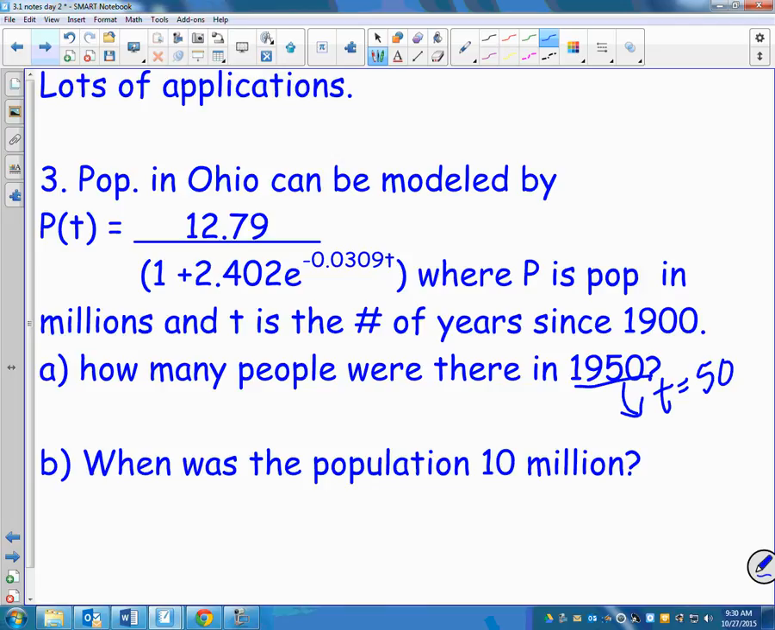So if you don't have a calculator, just like yesterday, I'm going to give you one, because part of this chapter is being able to use a calculator correctly. So who needs a calculator?